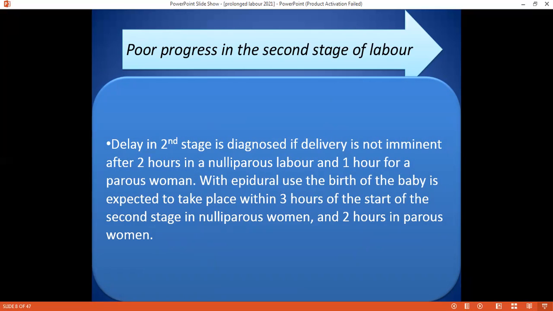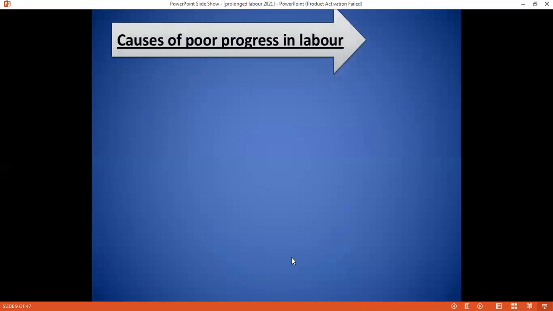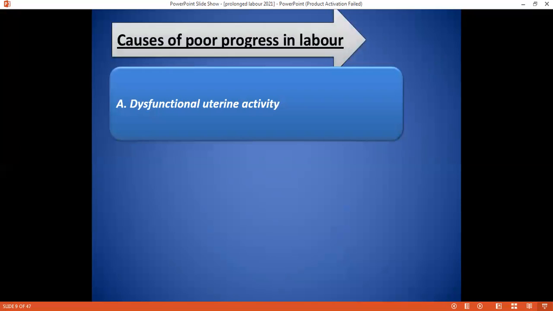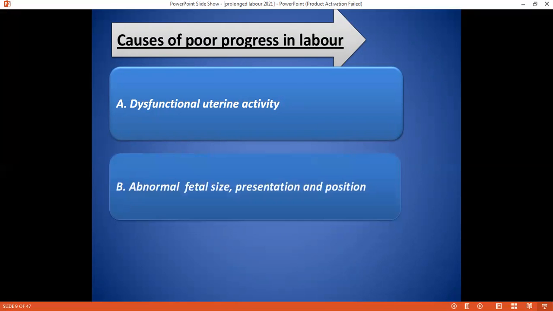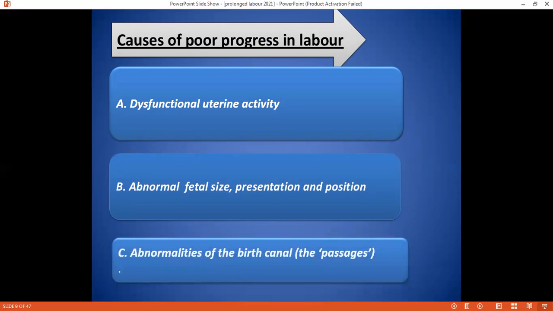Because in the second stage of labor the cervix is already fully dilated, here the only parameter for progress of labor is the descent of the presenting part. Causes of poor progress in labor: we have dysfunctional uterine activity, abnormal fetal size, presentation and position. As we described, this is the power, here is the passenger, and the abnormalities of the birth canal are the passages.